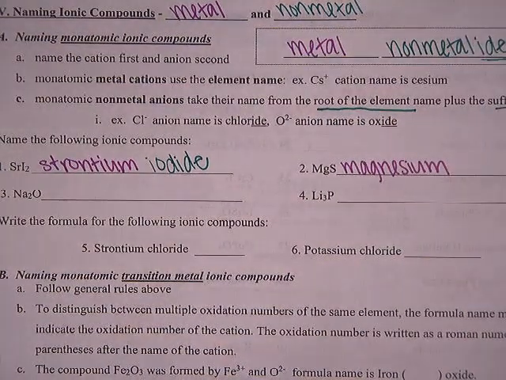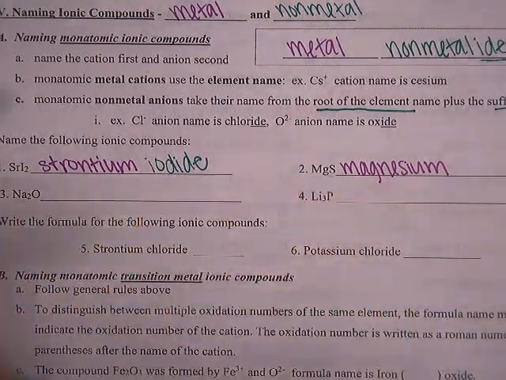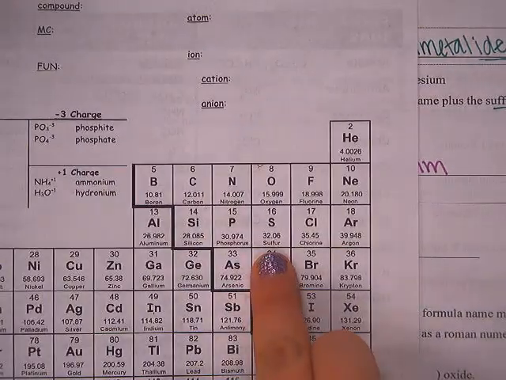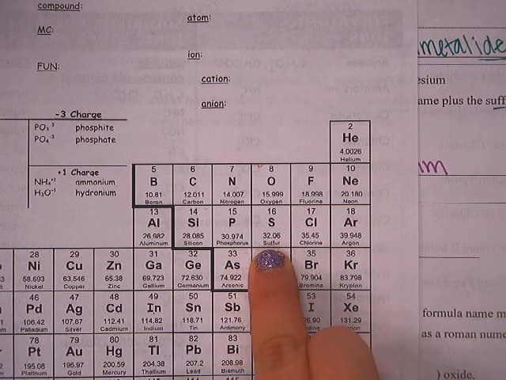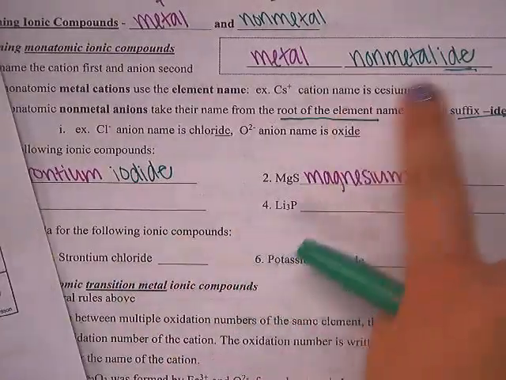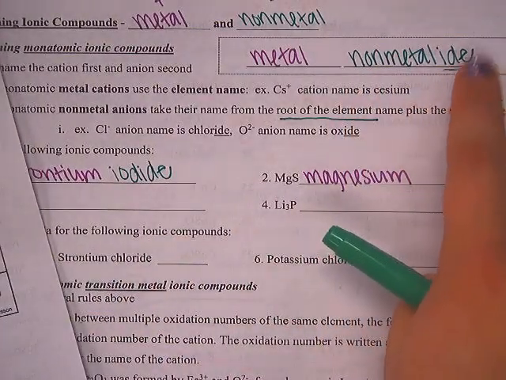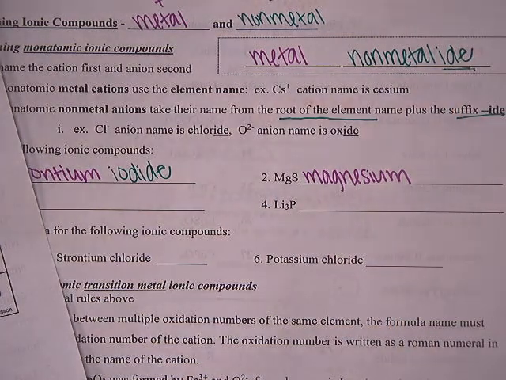And the second part of this compound is S, which is sulfur. But instead of writing sulfur, we're going to change that. Since it's a nonmetal, we're going to change the ending to IDE. So instead of sulfur, we're going to call it sulfide. Good.